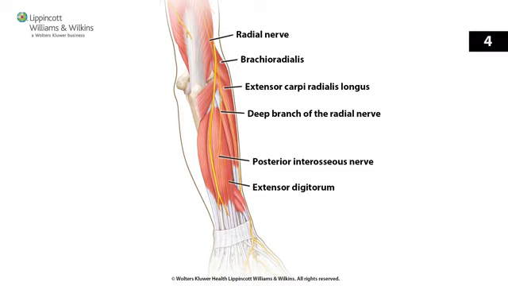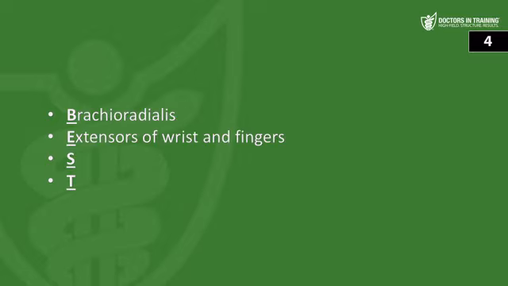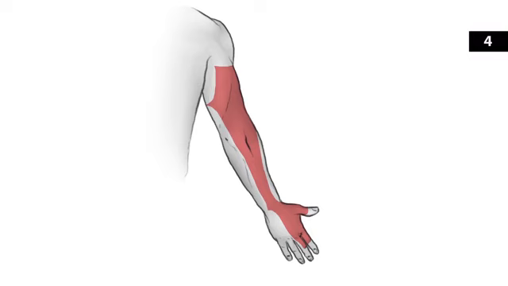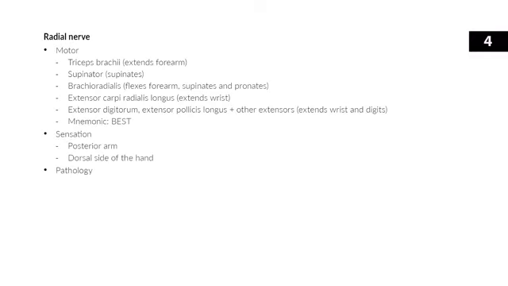So, when you think of the radial nerve, remember that it generally acts to extend the forearm, the wrist, and the fingers. Now, another hint for the muscles that the radial nerve innervates is the mnemonic BEST, B-E-S-T. That's going to be brachioradialis, extensors of the wrist and fingers, supinator, and triceps. So that's BEST. So what about sensation? Well, branches of the radial nerve provide cutaneous innervation to the skin of the posterior arm and the back of the hand.